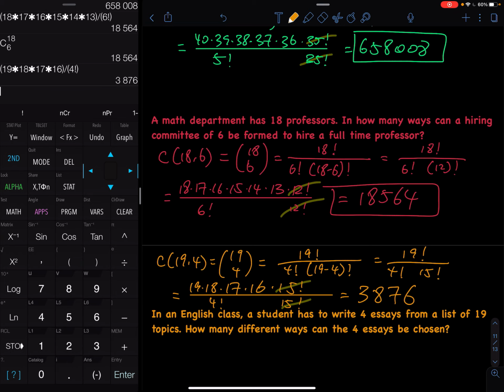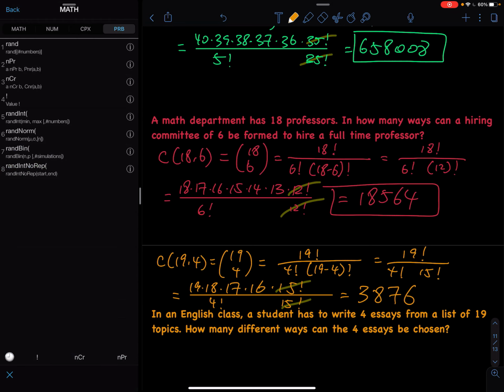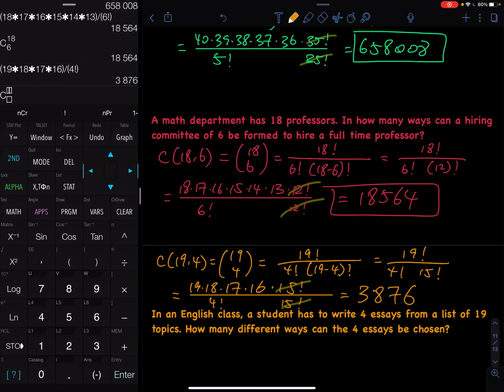And then using the combination command, you go to math, probability, and then NCR, line 3. And then you have 19, and then you choose 4, click enter, there you go. I highly recommend you to write everything out if this is your first time doing combination. So after you get used to it, then just go straight to the answer.